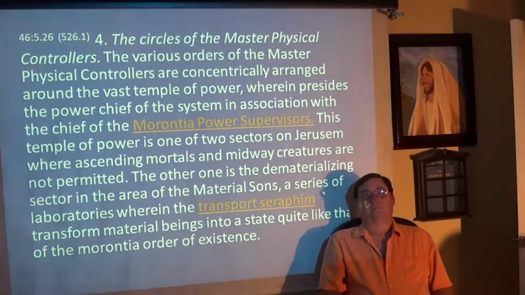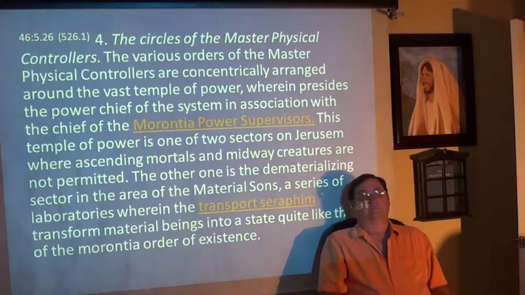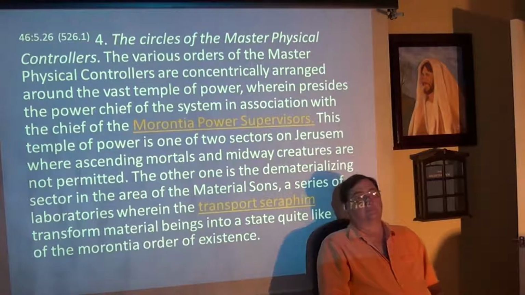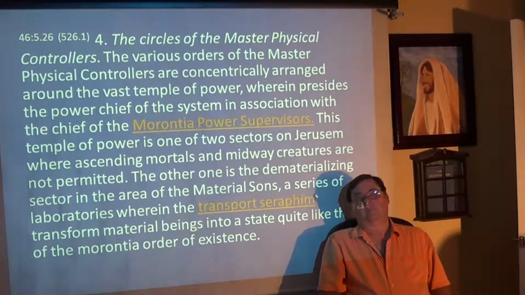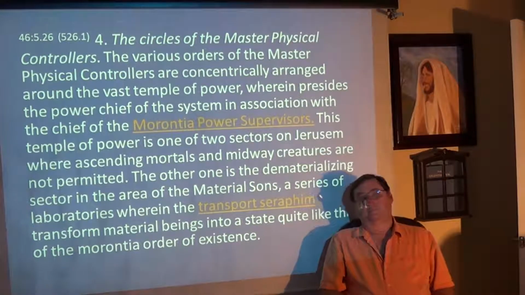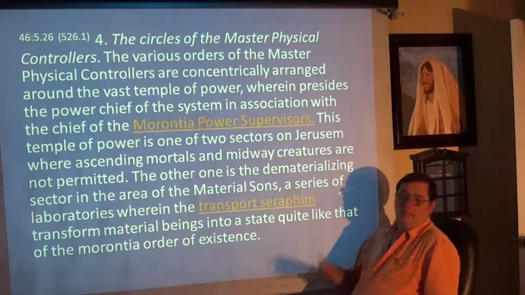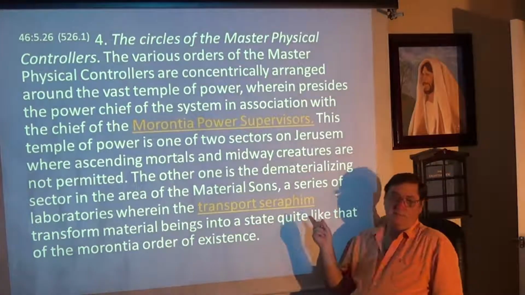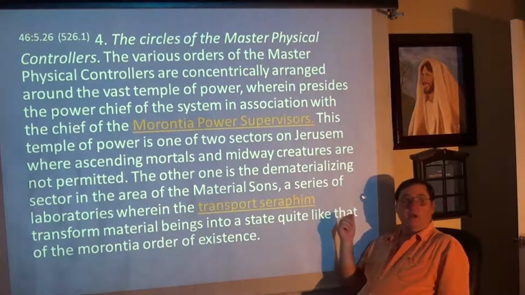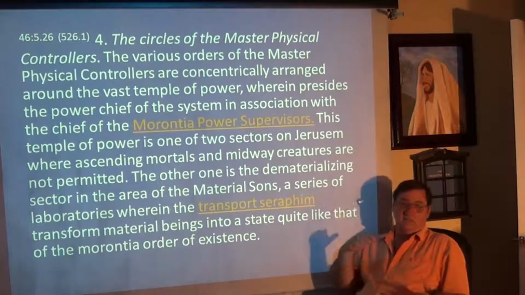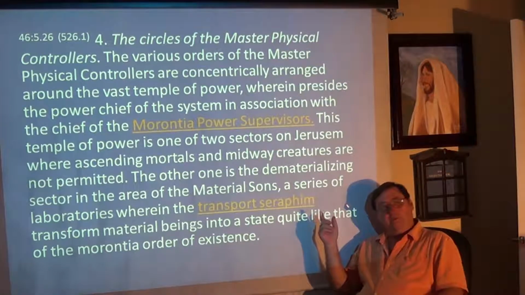The other one is the dematerialization sector in the area of the material sons, a series of laboratories wherein the transport seraphim transform material beings into a state quite like that of the Morontia order of existence. Why? Because they have to be that way to be transported, right? So the material sons are transported in Morontia state of existence, and then they're rematerialized on whatever planet they take them to, right?